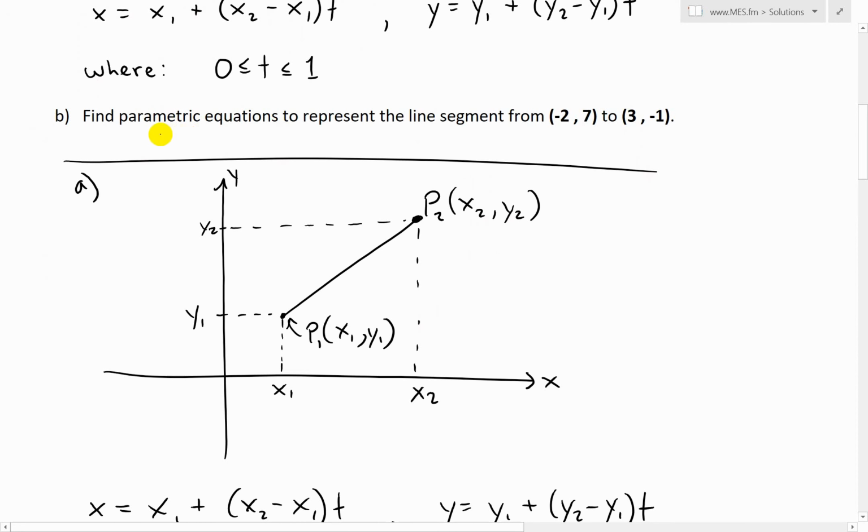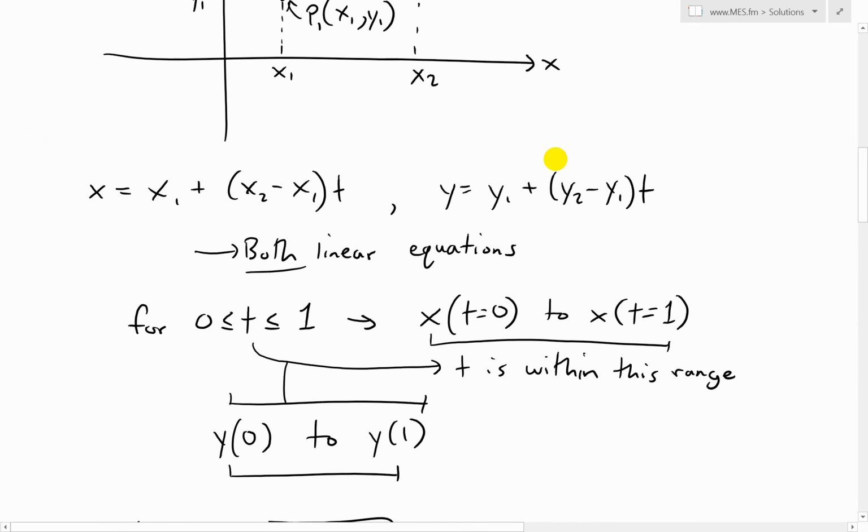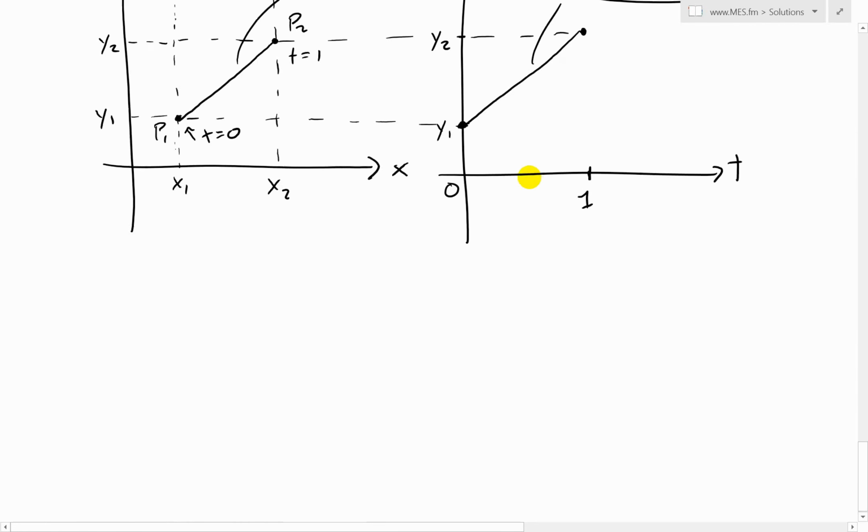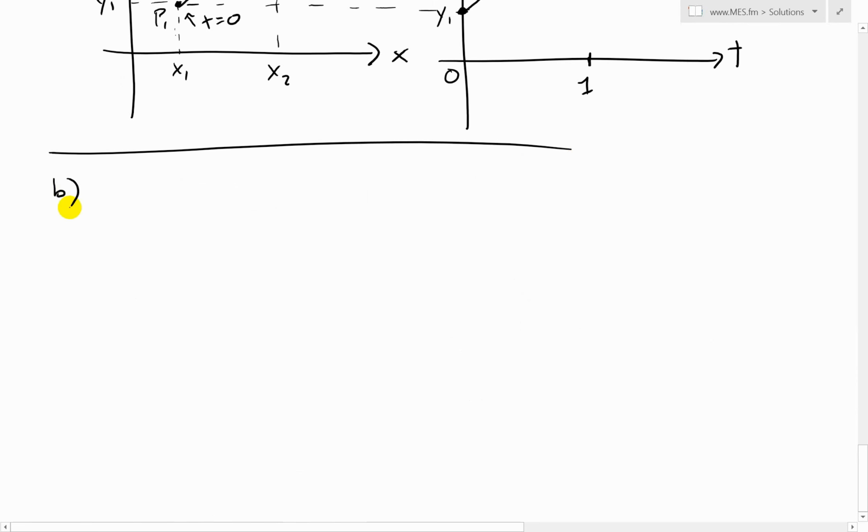So this one states, part B: find parametric equations to represent the line segment from (-2, 7) to (3, -1). And that's quite standard. So this is at, let's write that again, (-2, 7) to (3, -1). So what we have is, this is our x1, which is -2. This is our y1. This is our x2, and this is our y2.